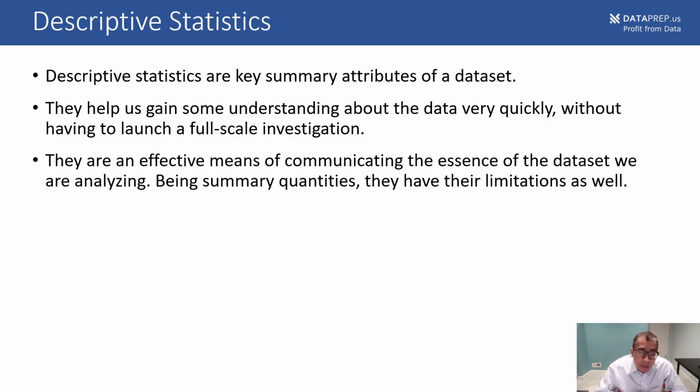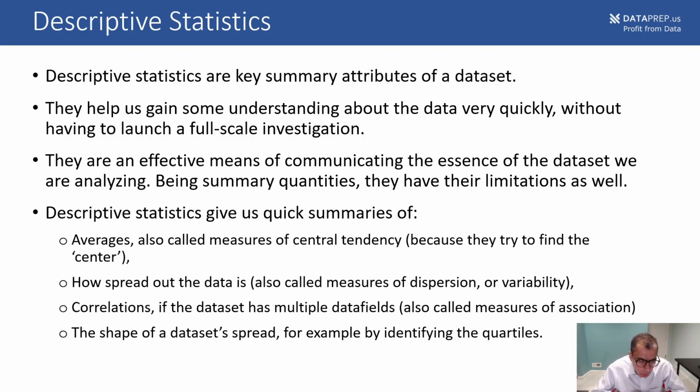But at the same time, because they are summary quantities, they also have limitations. They hide a lot of the complexity that your data might have. So we will look at some of this stuff when we get into the video on EDA. So what kinds of descriptive statistics are available to us? So we have averages, and these are also called measures of central tendency. And they are called measures of central tendency because they try to find the center of the data, which is through averages or finding out the median value.